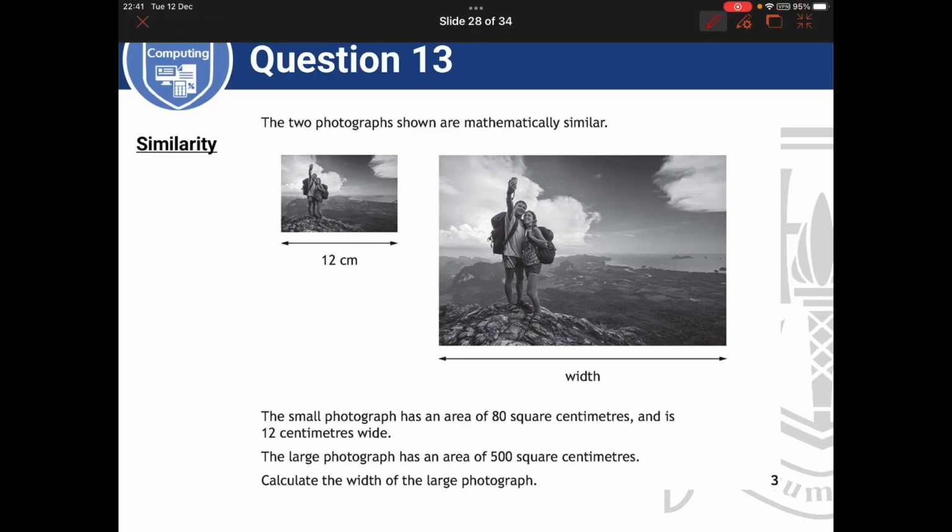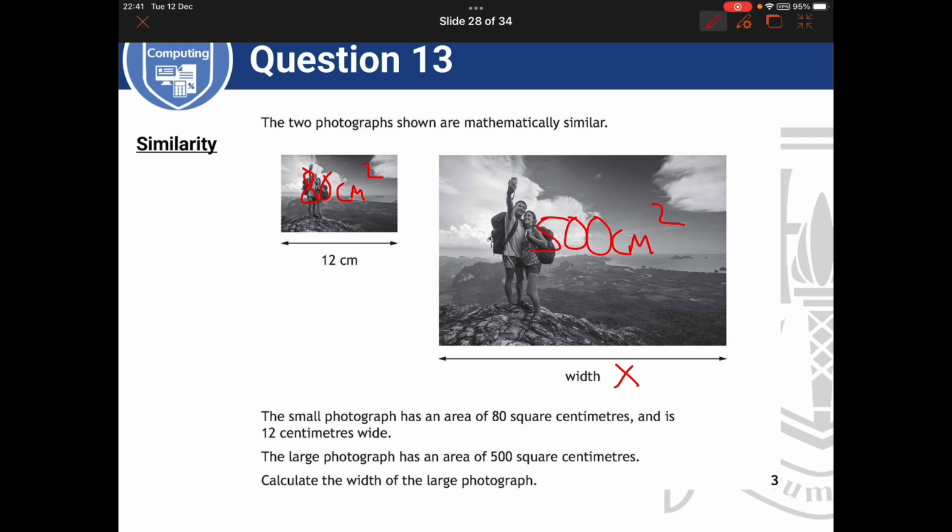So the small photograph has an area of 80 square centimetres. So we know that this one is 80 centimetres squared. I might write that one. That's 12 centimetres wide. We've got that in the diagram. The large photograph has an area of 500 centimetres squared. Calculate the width of the large photograph. So the width here, maybe I'll call that x, is the bit I'm trying to find.